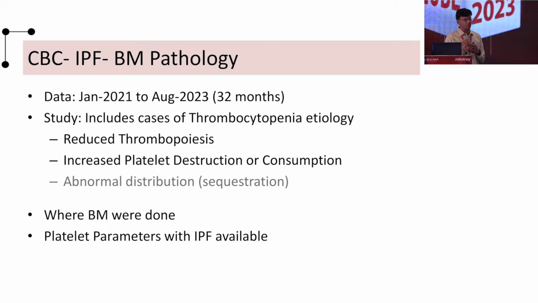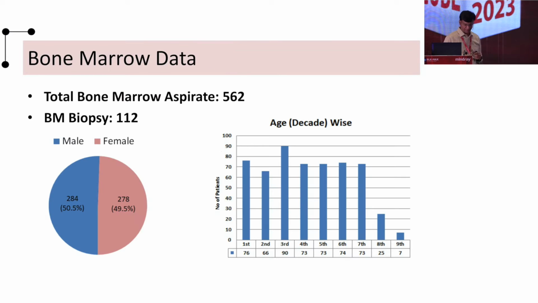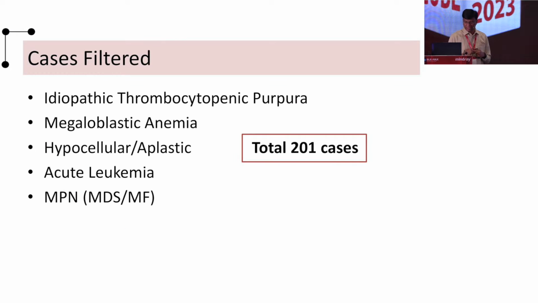We included all the causes of thrombocytopenia, clubbed together. It can be reduced thrombopoiesis, increased platelet destruction or consumption, or abnormal distribution like sequestration, as happens in fibrosis or something else. We included all cases where bone marrow data, platelet parameters and IPF were available. In these 32 months, we had data of 562 bone marrow aspirates and 112 biopsies. The gender distribution was almost equal, and the age distribution ran from 4 months to 85 years. We filtered cases based on the causative factor for thrombocytopenia.